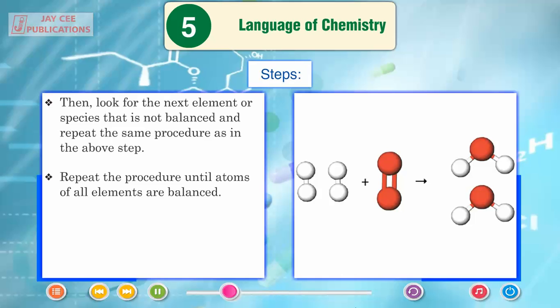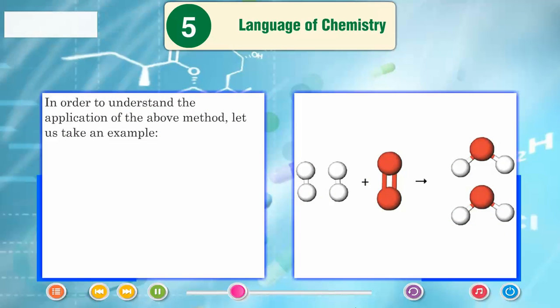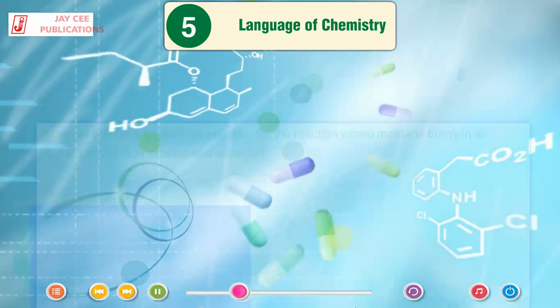Then look for the next element or species that is not balanced and repeat the same procedure as in the above step. Repeat the procedure until atoms of all elements are balanced. Do not change the subscripts for the atoms in a chemical species because in doing so you will change it into a different species. In order to understand the application of the above method, let us take an example.